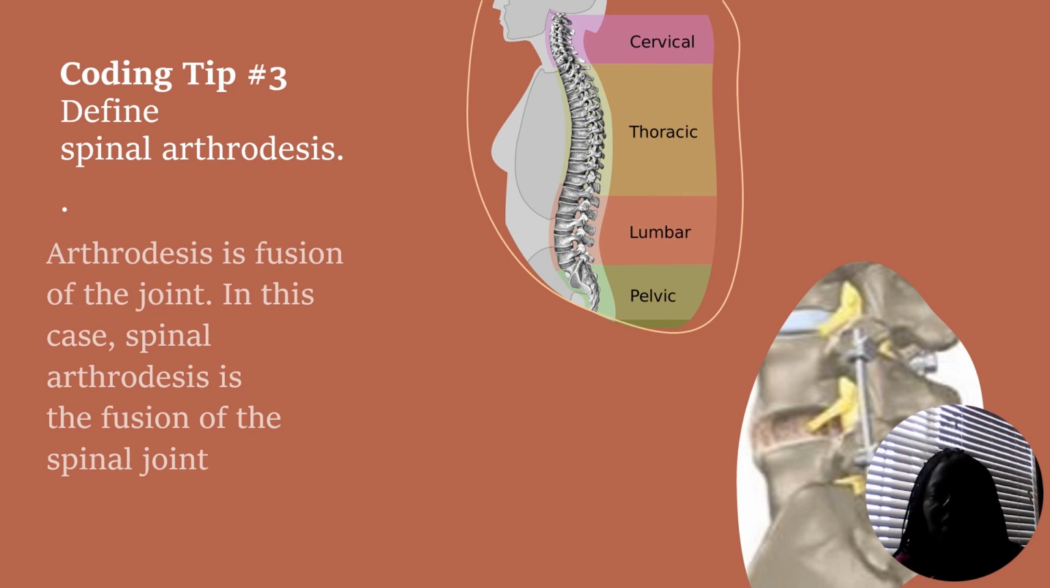So the orthodesis is the fusion of the joint. And in the case of spinal surgery, it is the spinal orthodesis, or excuse me, the spinal fusion of the spinal joint. So again, when you see spinal orthodesis, they're actually referencing the fusion of the spinal joint. Okay, so again, orthodesis is the fusion or the putting together or fusing together of a joint. In this case of spinal surgical coding, spinal orthodesis is a fusion of the spinal joint.